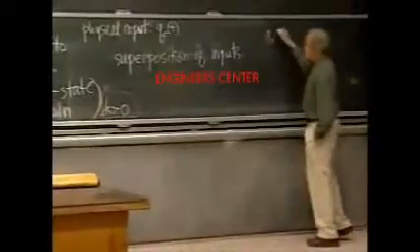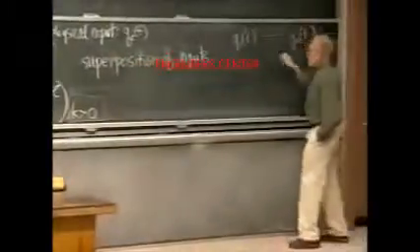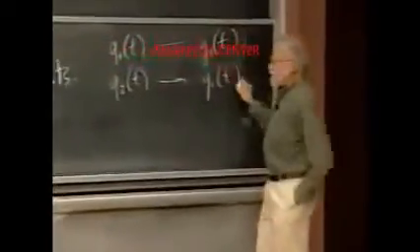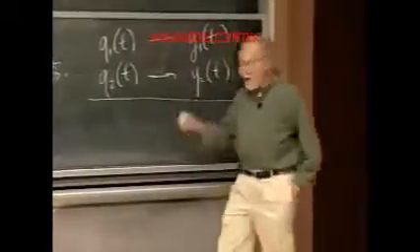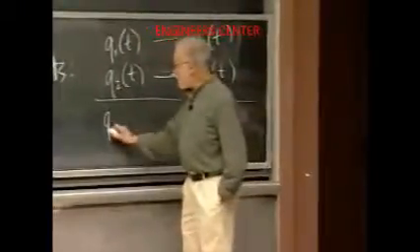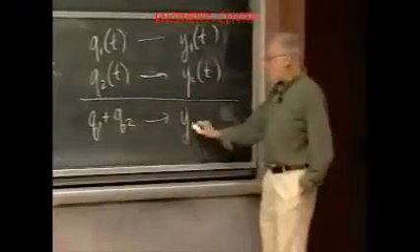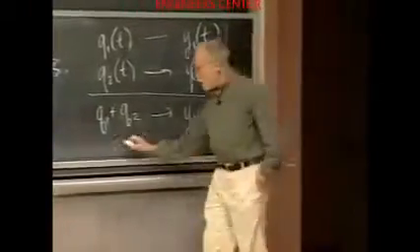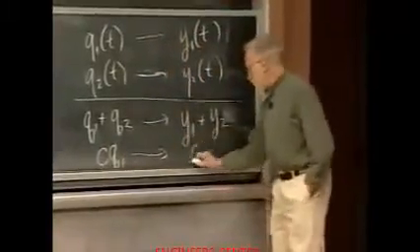Whether they're physical inputs or non-physical inputs, if the input q1 of t produces the response y1 of t, and q2 of t produces the response y2 of t, then a simple calculation with the differential equation shows you, by adding, that the sum of these two will have as the response y1 plus y2, and a constant times q1 will have as the response the constant times y1.